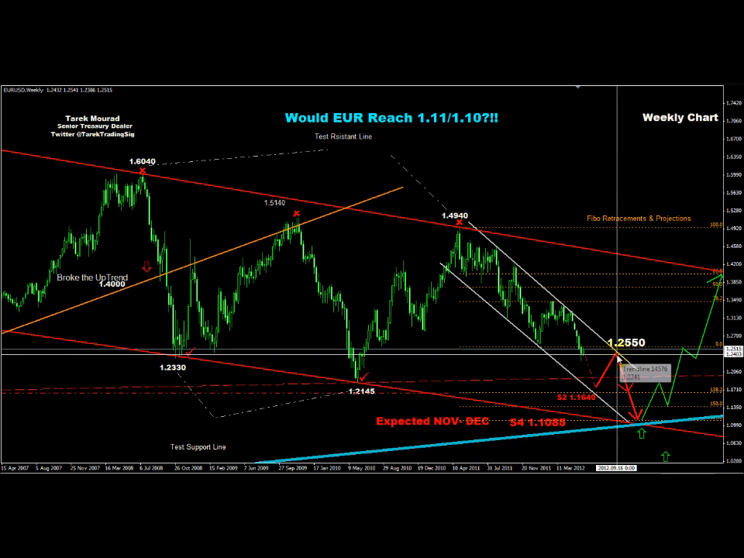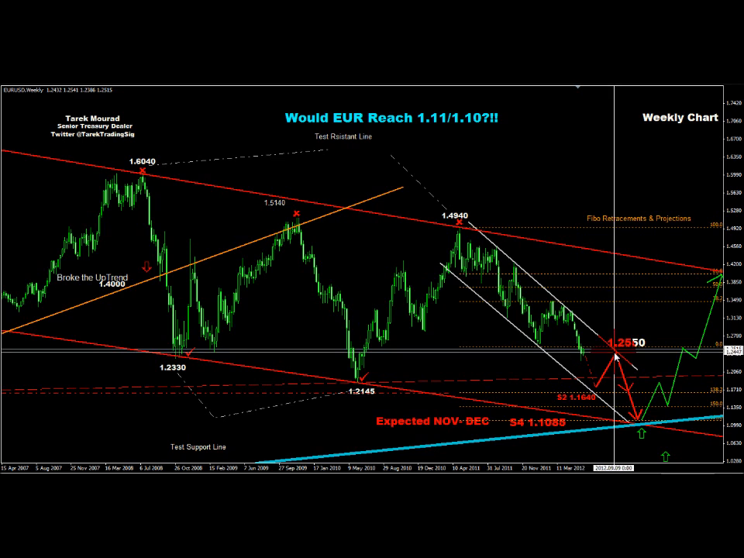Then we're going to bounce back again, as it shows here in the weekly chart, to test again the 124 and 125 level. I'm not saying the exact numbers, and I will never be able to tell the exact numbers. But what is going to happen after that?